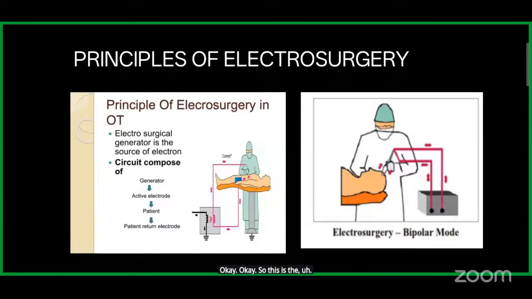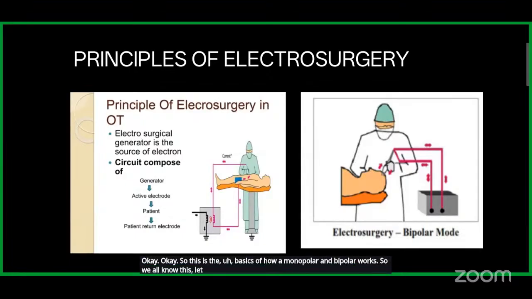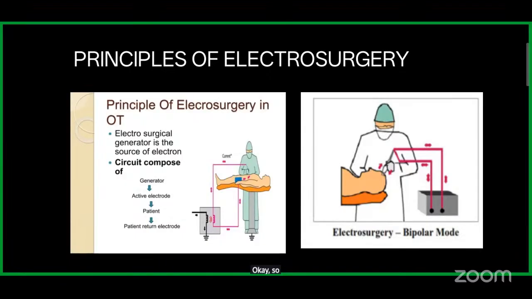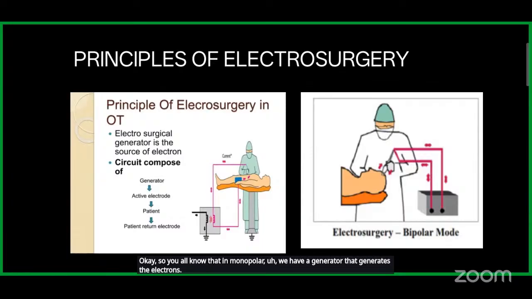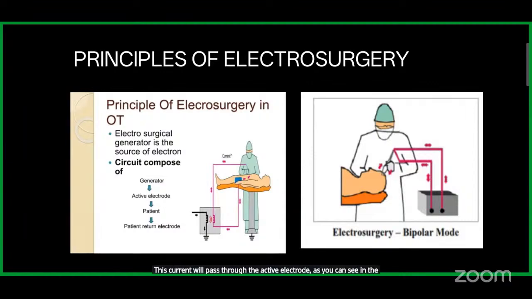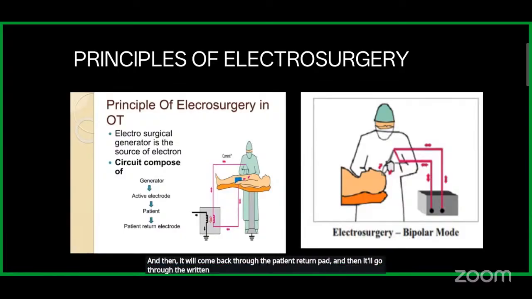So this is the basics of how a monopolar and a bipolar work. We all know this, let's just brush it up a bit. In monopolar, we have a generator that generates the electrons. This current will pass through the active electrode, as you can see in the picture, and it will reach the patient tissue. Then it will come back through the patient return pad, go through the return electrode and back to the generator. So this is what happens in a monopolar.